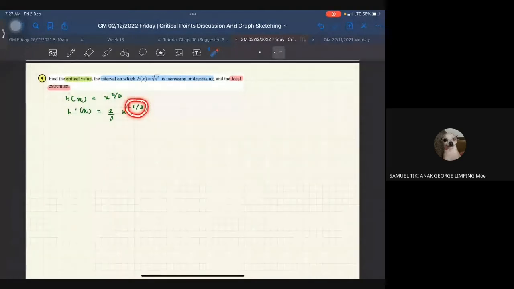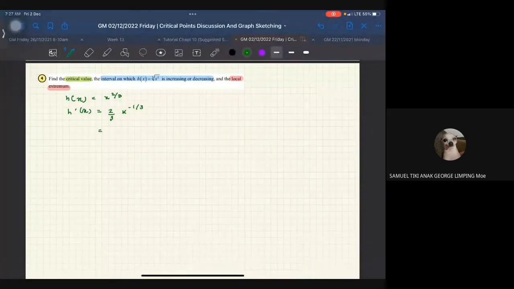For us to solve it, untuk kita solvekan dia equals to 0, dia mudah untuk awak kalau awak bawa balik ke bawah. Okay, so saya akan tukar balik bentuk dia menjadi ke bawah. So kita ada 2/3 x kuasa 1/3. Macam tu.